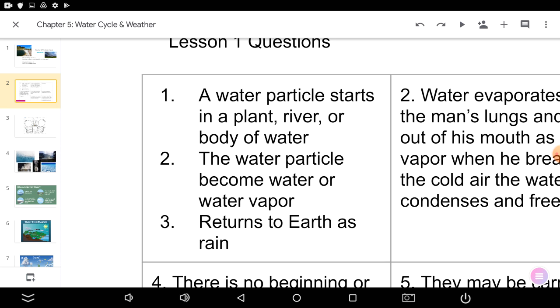Okay, then after the water particle starts in a plant, a river, or body of water, the water particle becomes water or water vapor, what it said in the text. So it's water, then it turns to water vapor. And then finally, the water particle returns to the earth as rain. Okay, that's how the text stated it.